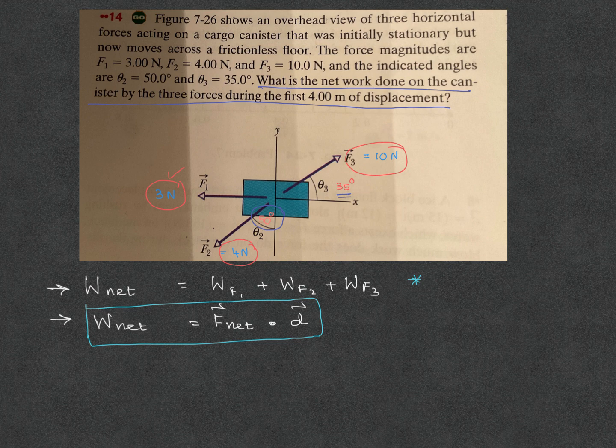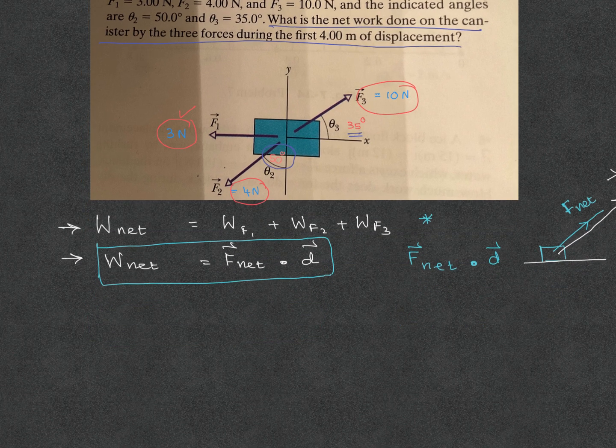When you are using the second method, the direction of F net should be the direction of the motion of the block. So here, F net dotted to D, and if you draw the picture, here is the canister and F net is pointed in this direction. If that is the case, then the displacement direction also should be the same way. Now with that in mind, let's find the net force.